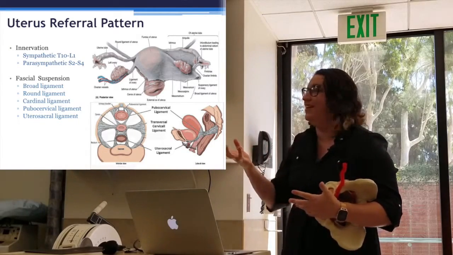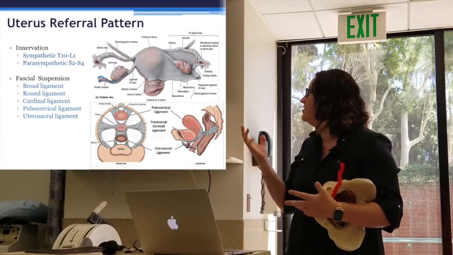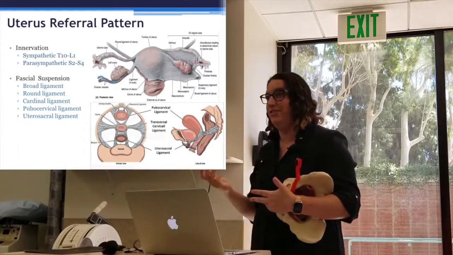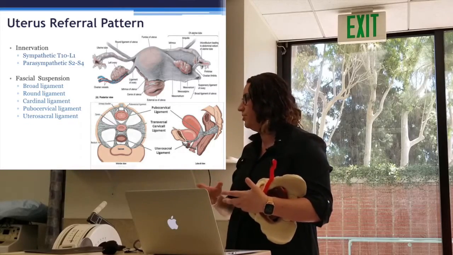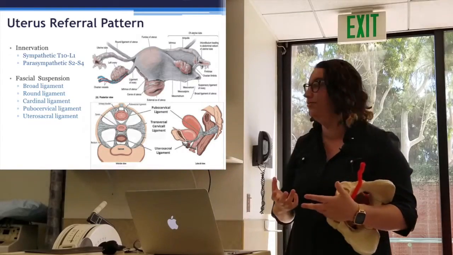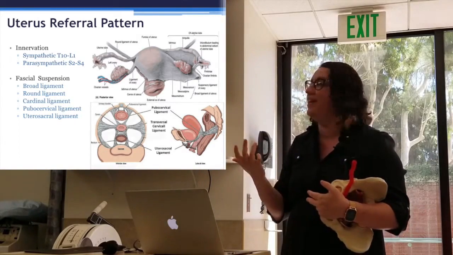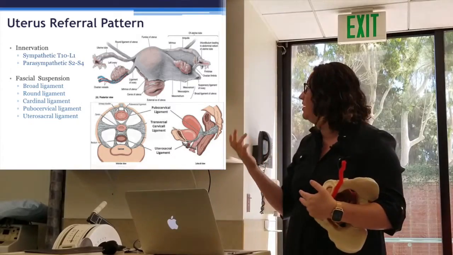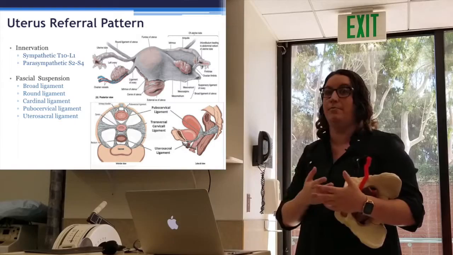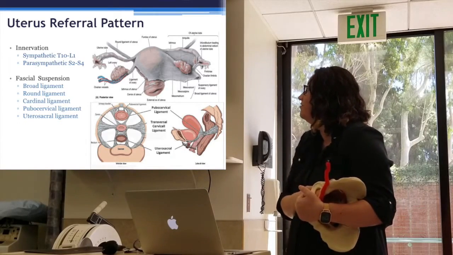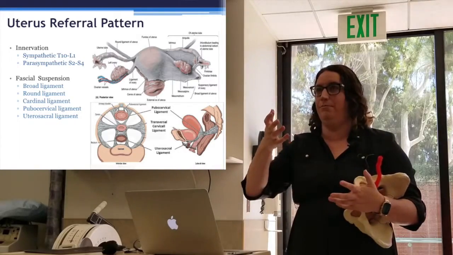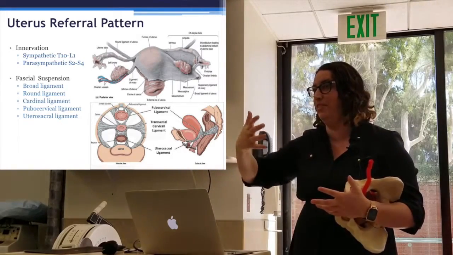First of all, the uterus is innervated by the sympathetic nerves from levels T10 to L1. So joint mobilizations over the thoracic spine or the lumbar spine could potentially help with a sympathetic downregulation to the uterus. And our parasympathetics are from S2 to S4. Again, treating the sacral region could potentially give some good input into the uterus itself. And then as far as suspension goes, we have the broad ligament that sweeps from side to side and basically holds the uterus stable within the pelvis.